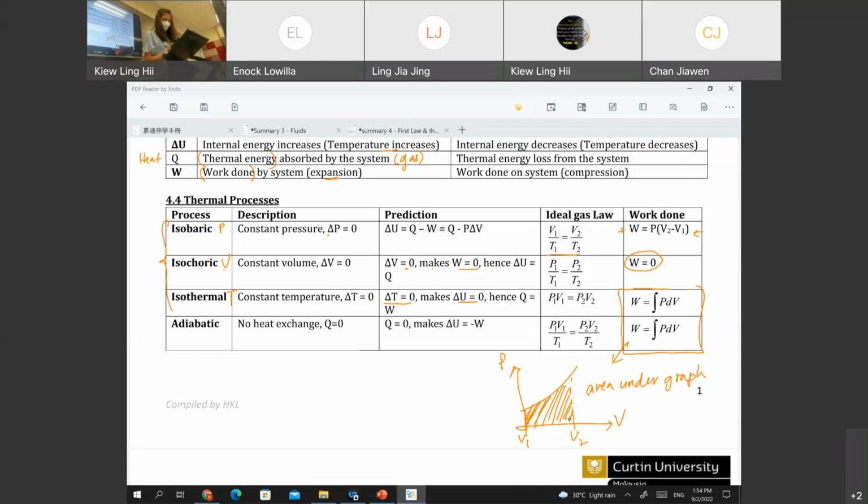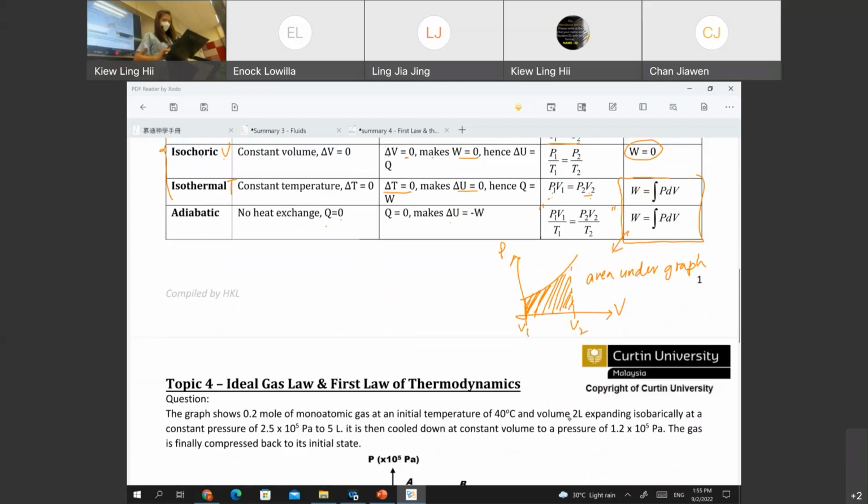And for your ideal gas law, since T is constant, P1 V1 equals P2 V2. Adiabatic means no heat exchange, so Q equals 0, so delta U equals negative W. Since it is not related to any constant state, your ideal gas law is the full one, P1 V1 over T1 equals P2 V2 over T2.